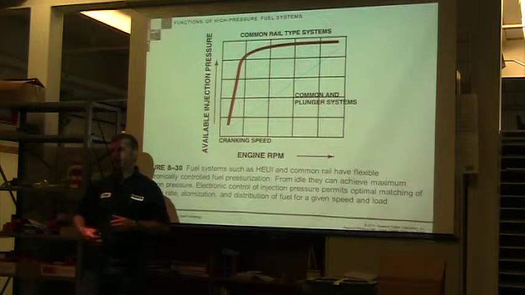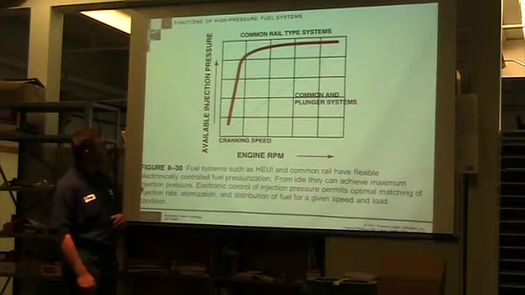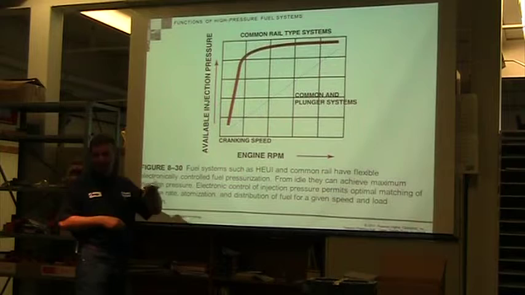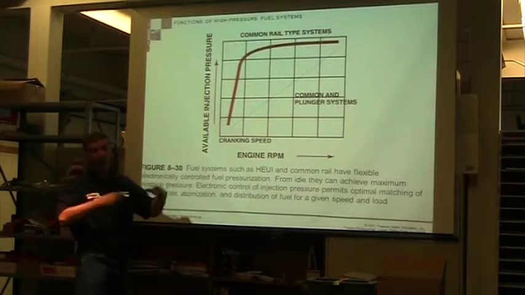So this is Common Rail. Common Rail has a constant pressure versus stuff that's mechanically controlled. As the RPM goes up, pressures and stuff are changing, so Common Rail is just better.